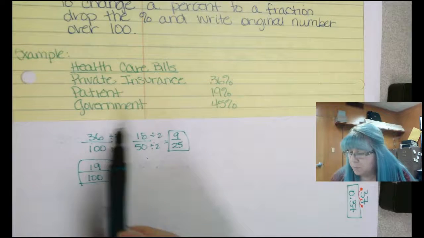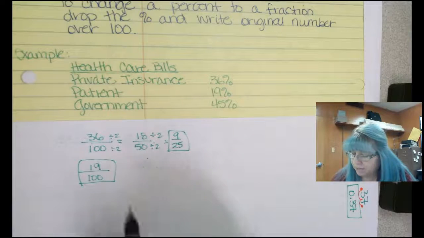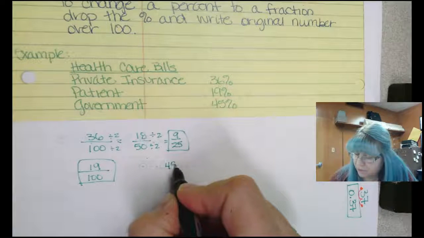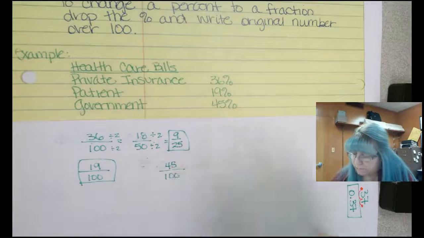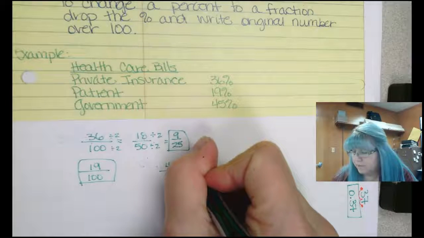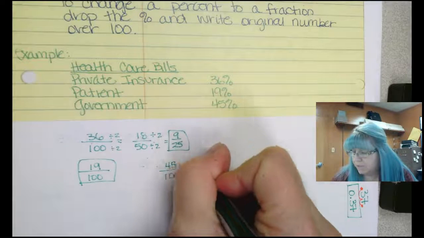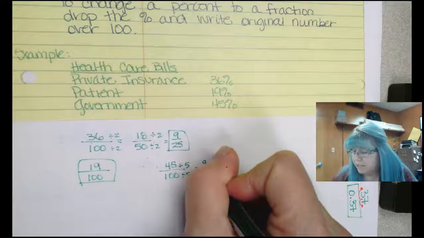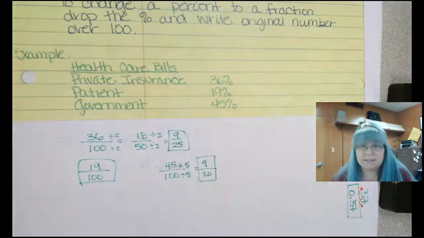All right, the portion of the government in fraction form, first things first, we drop the percent symbol, and we write it over 100. Now, we reduce this fraction. Divide by 5, divide by 5, 45 divided by 5 is 9, 100 divided by 5 is 20.